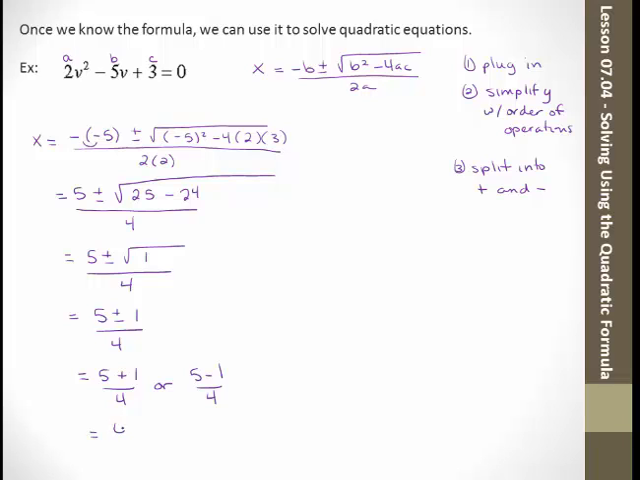5 plus 1 over 4 gives me 6 over 4. 5 minus 1 over 4 gives me 4 over 4, and that will give me 3 over 2, or 1. And these are my solutions for x. Okay, trying another one. If I have no number, it's an invisible one, so I have a, b, and c.